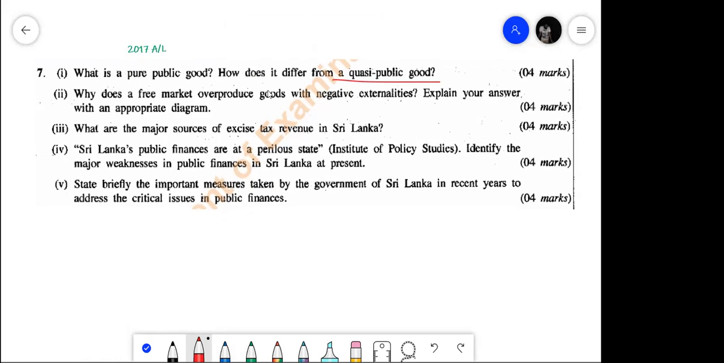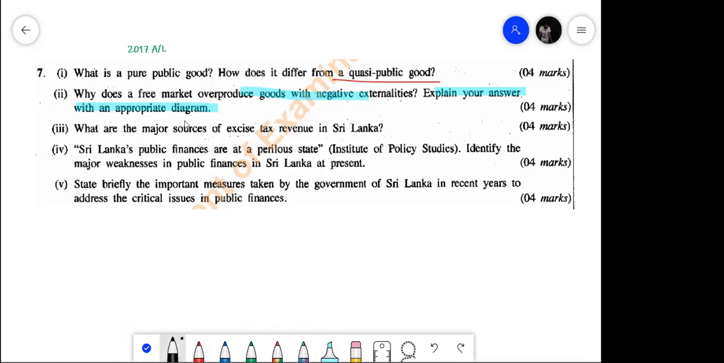Then why does a free market overproduce goods with negative externalities? You simply draw the negative externality diagram, right? So when they say free market overproduces, you can talk about negative externality in production. You can draw that diagram, right? So explain that, show how they are overproducing it. Now remember, I think in 2015 also we did the same diagram, right? So draw the diagram, say that they are underpricing, say that they are overproducing. All that you wrote for the 2015 paper is the same thing that you write in this paper. So those two questions are kind of okay.